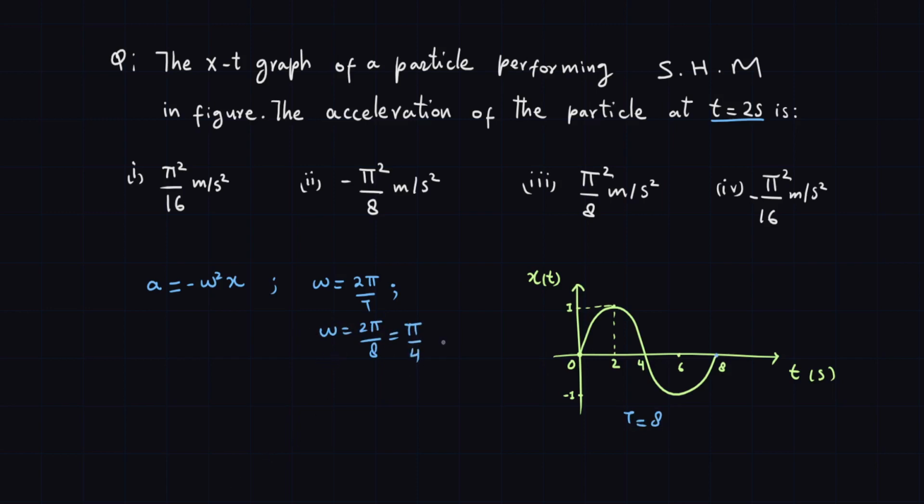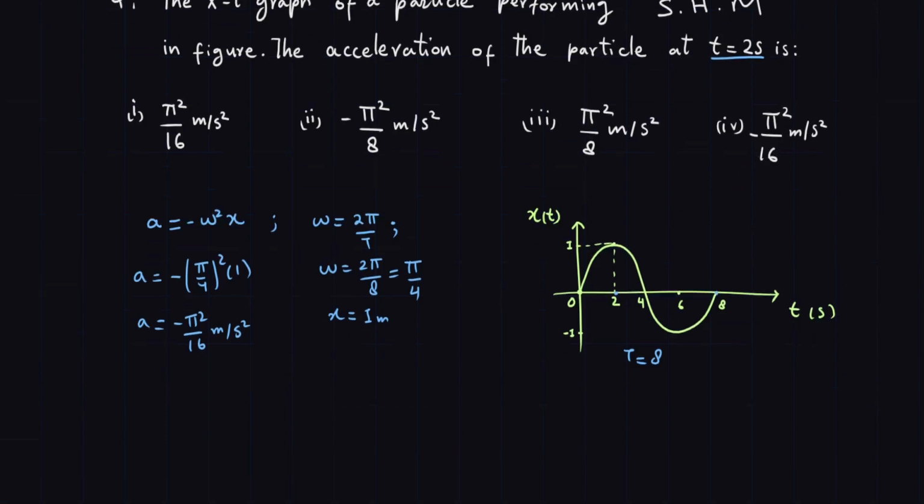Also, from this figure, at time equal to 2 seconds, the displacement is 1 meter. So we got x as 1 meter. Putting these values here, we get acceleration as minus pi over 4 square times 1. That will be minus pi square over 16 meter per second square. So you got the answer, that is option number 4.